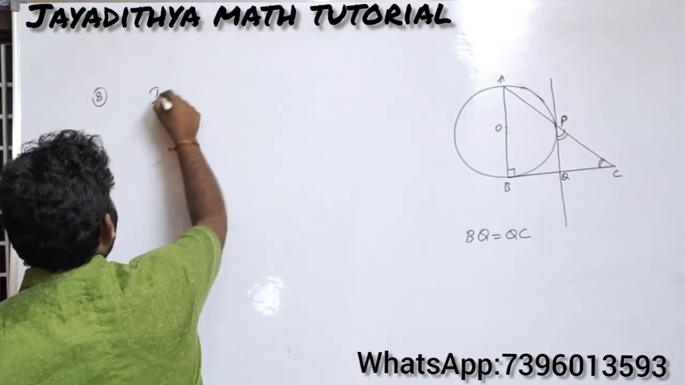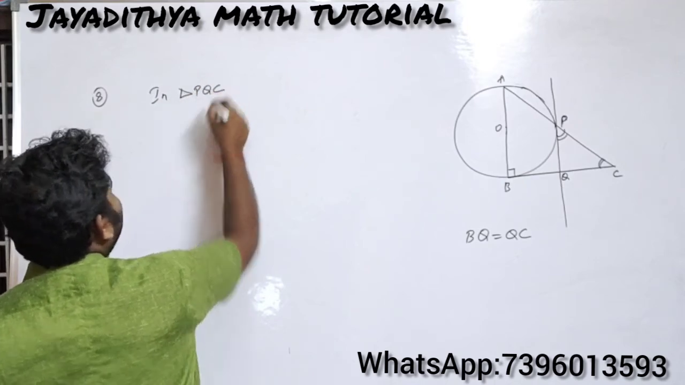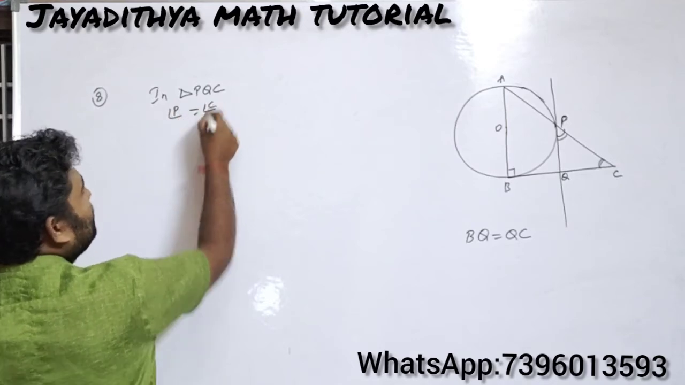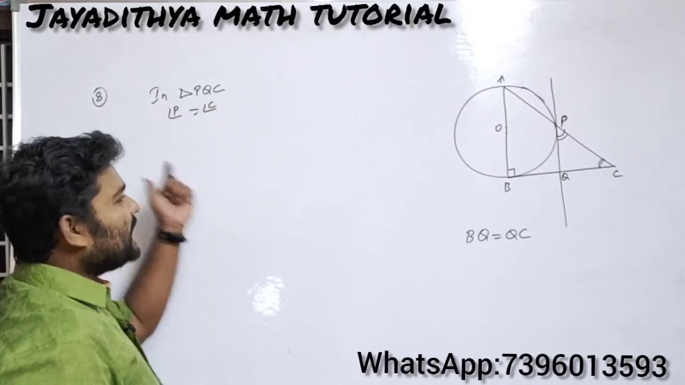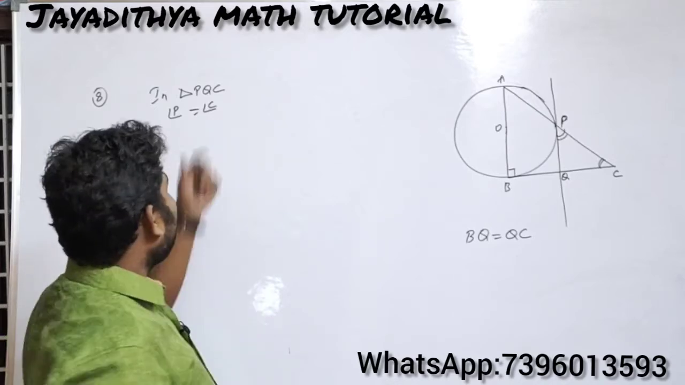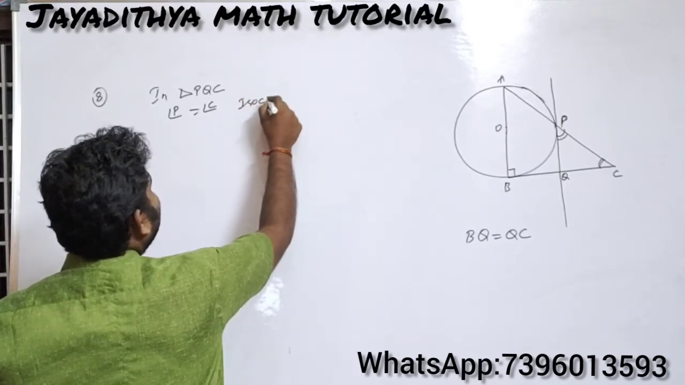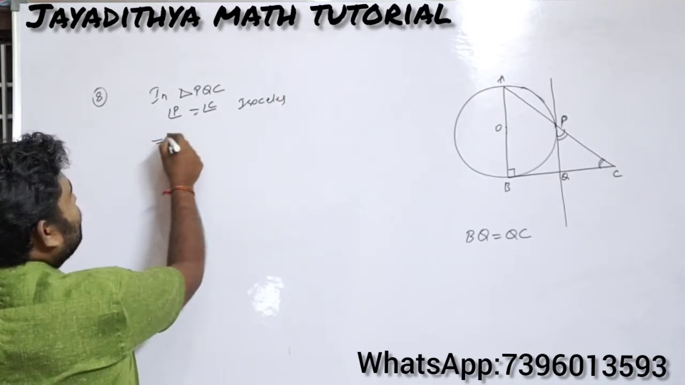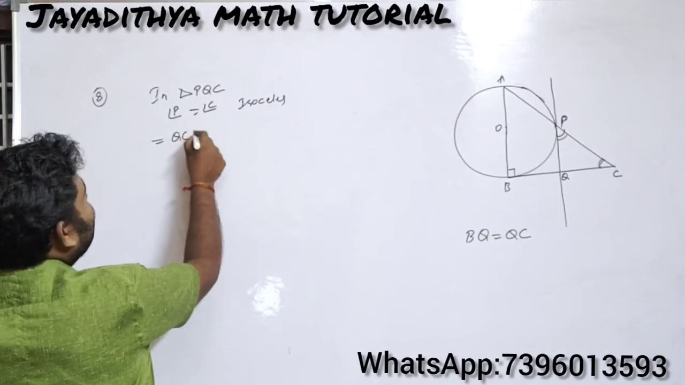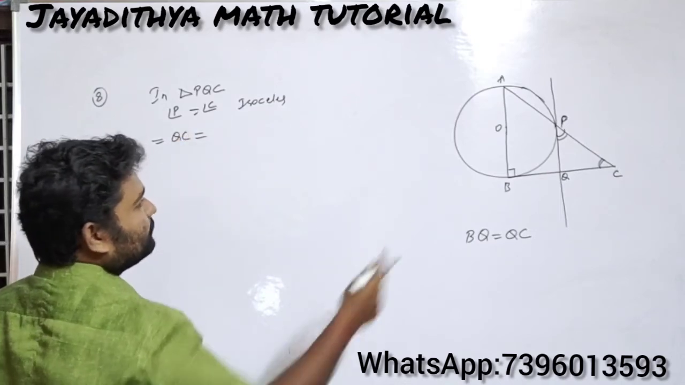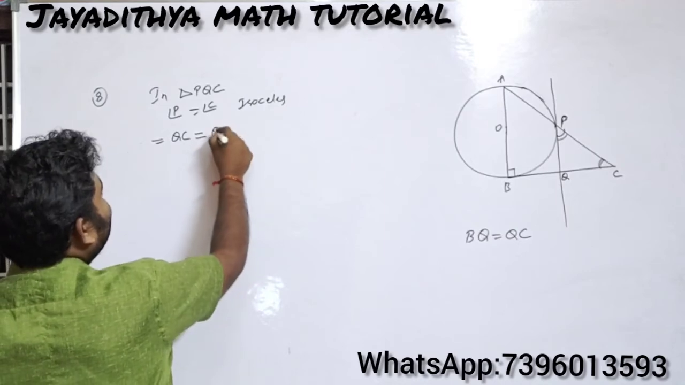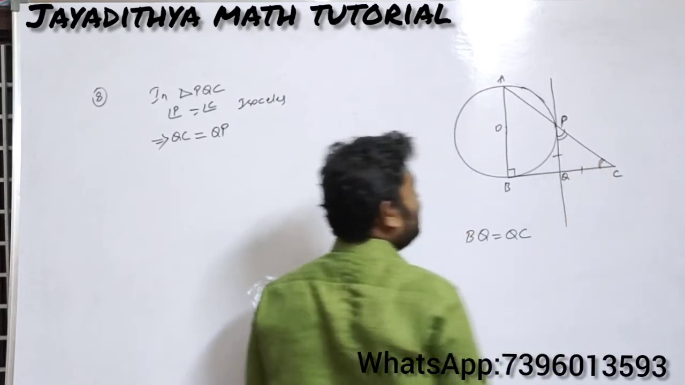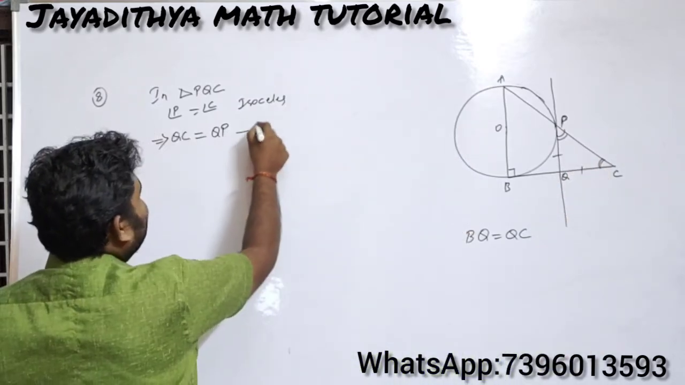So see here, in triangle PQC, what are the angles equal here? Angle P is equal to angle C, Nana. That means the triangle is isosceles, right? If it is isosceles, the sides opposite to the equal angles must be equal. The side opposite to angle P is QC, which is equal to QP, the side opposite to angle C. These two sides are equal. Let us take this as equation 1.